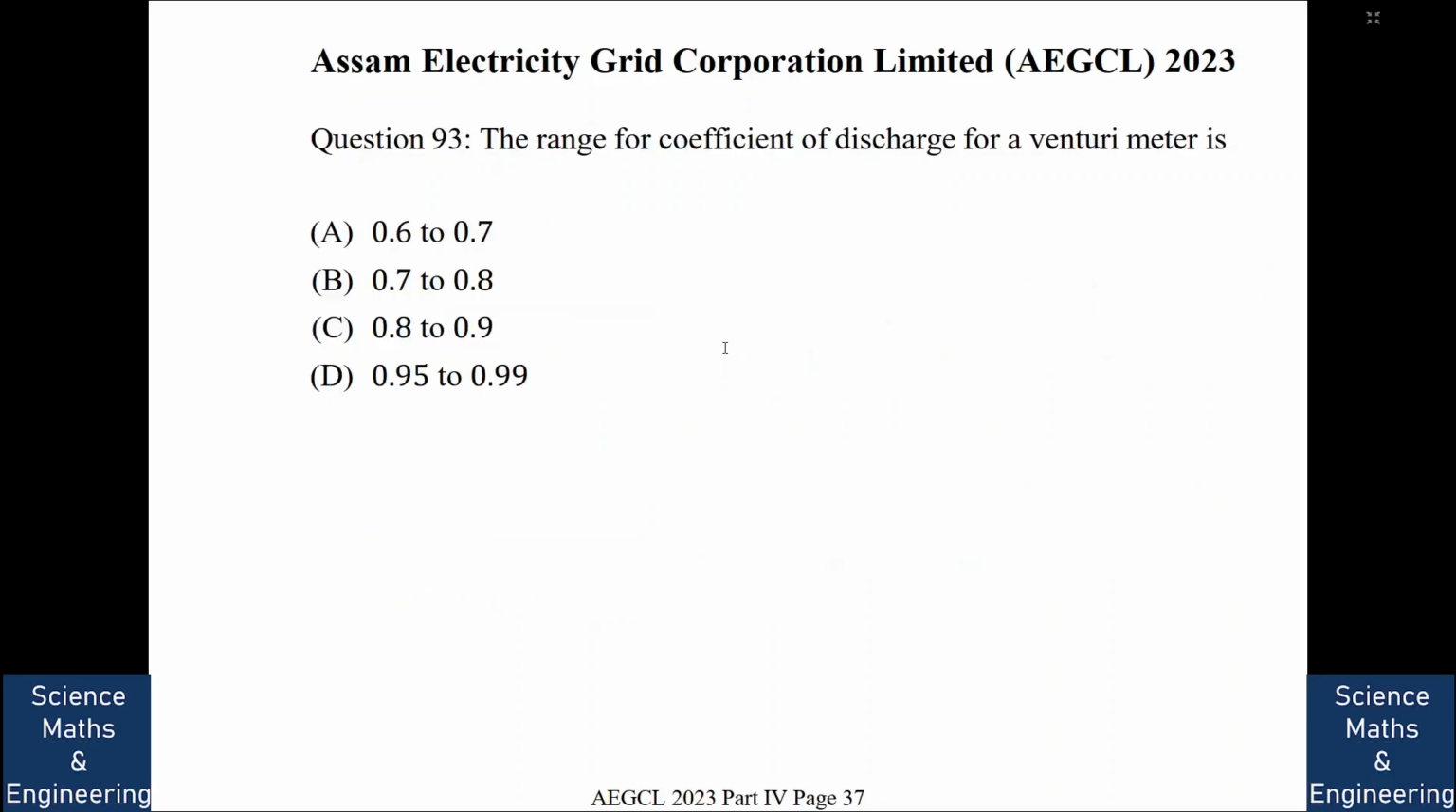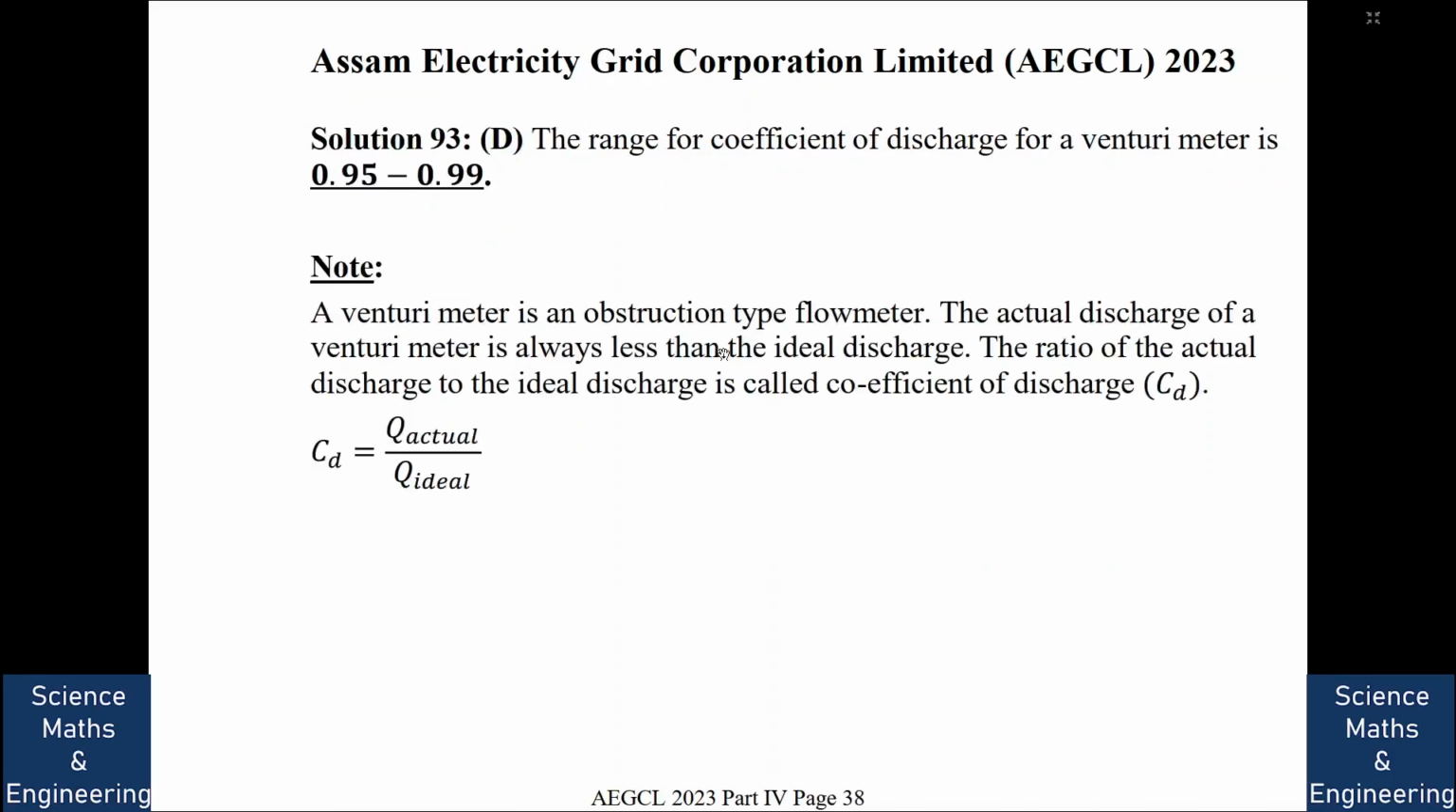So next question. The range of coefficient of discharge for a venturi meter is about 0.95 to 0.99. Now what is a venturi meter actually? A venturi meter is an obstruction type flow meter, and the actual discharge is always less than the ideal discharge, and this ratio of actual discharge to the ideal discharge is called the coefficient of discharge.